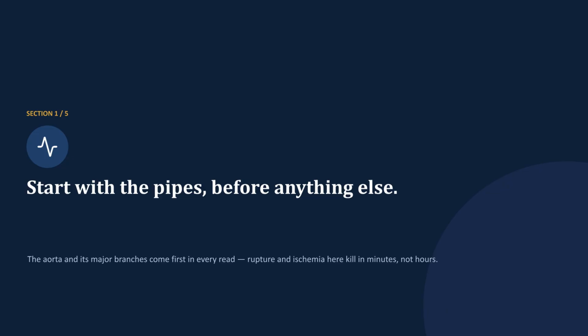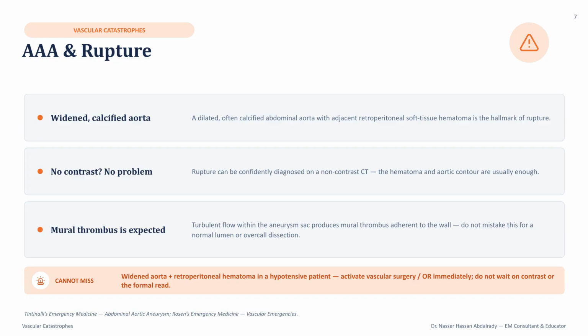Always start by assessing the vasculature. Identifying aortic rupture or ischemia early is critical, as these conditions require immediate intervention. For AAA, a widened, calcified aorta with adjacent hematoma is diagnostic, even on a non-contrast scan. If you see this in a hypotensive patient, activate surgical support immediately.